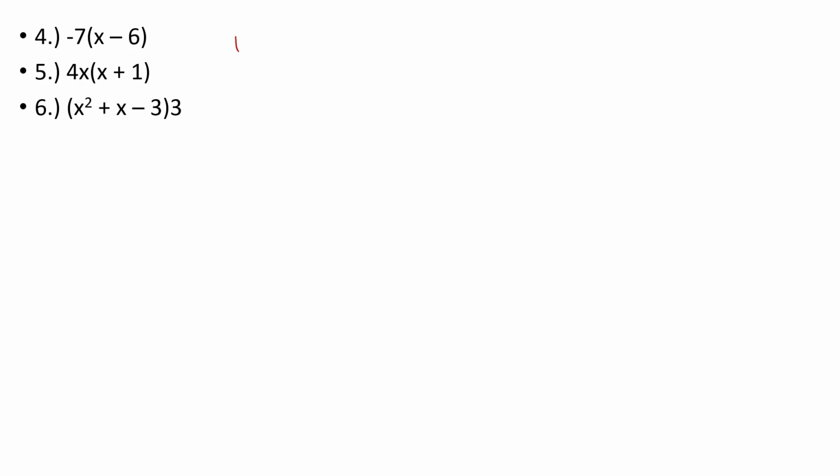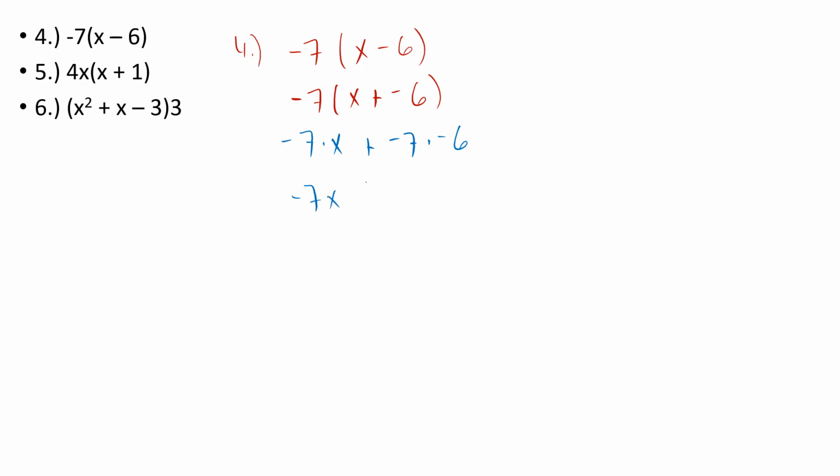Okay, just a couple more. So this one introduces the idea of multiplying by a negative, but then you have a subtraction on the inside. And this is where it might help to picture that as plus a negative, because what you're actually doing there is negative 7 times x plus negative 7 times negative 6. Negative 7x, and then a negative times a negative would give you a positive 42.